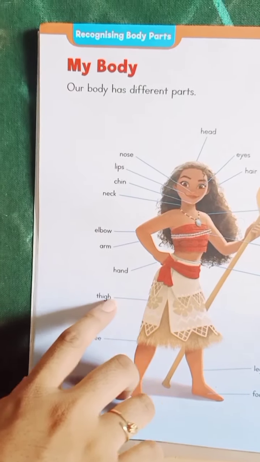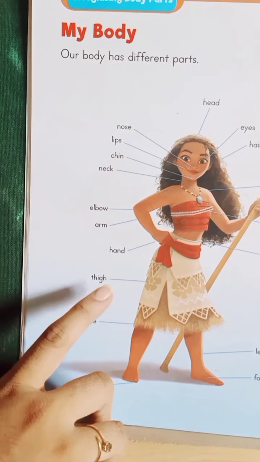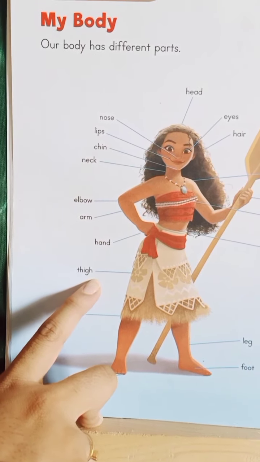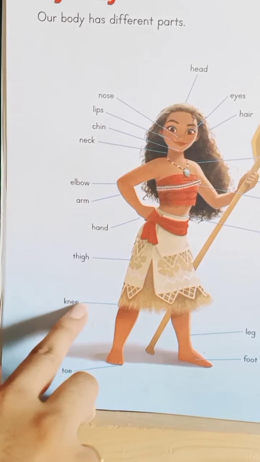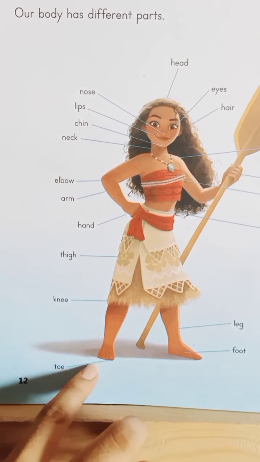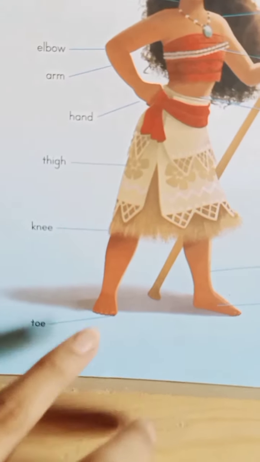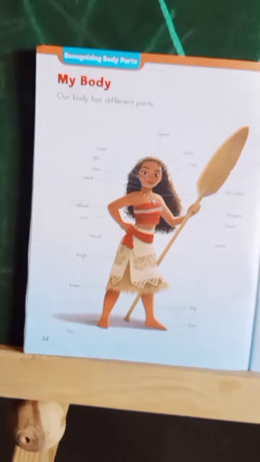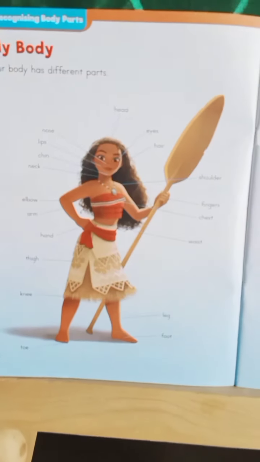So this part is called thigh. Knee. Toe. So these are our toes. Okay. This is called knee. Okay.